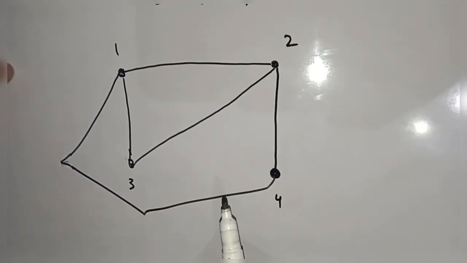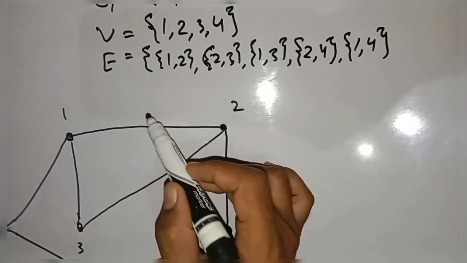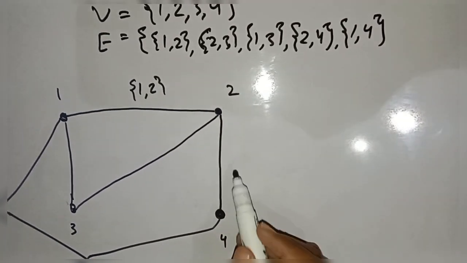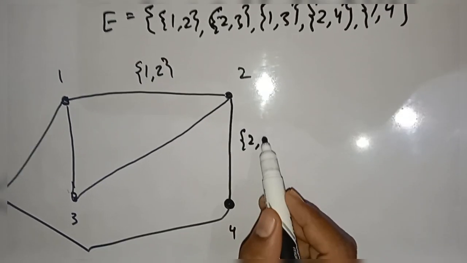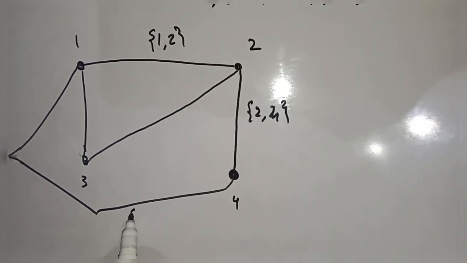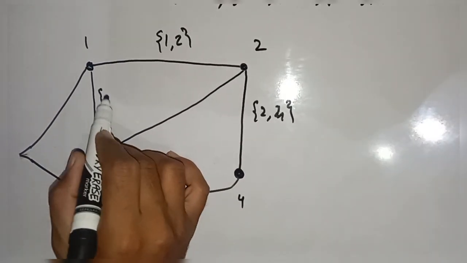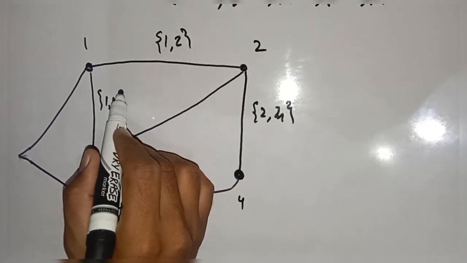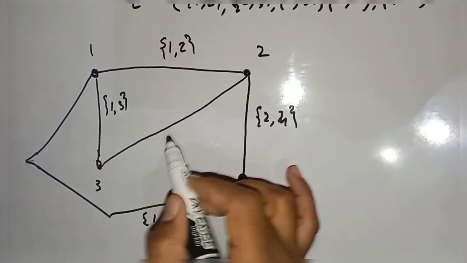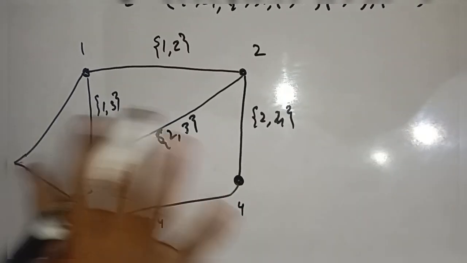Now this is an edge, and it would be called (1, 2). This edge would be called (2, 4), this edge would be called (1, 4), this edge (1, 3), and this edge would be called (2, 3). So this is the graph.